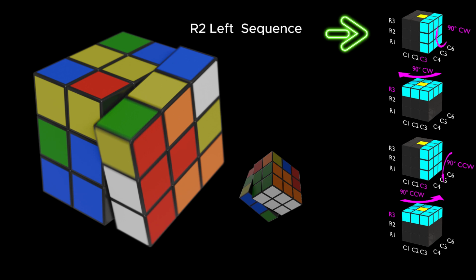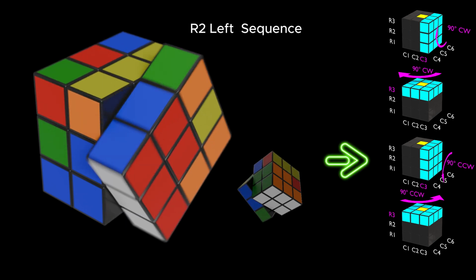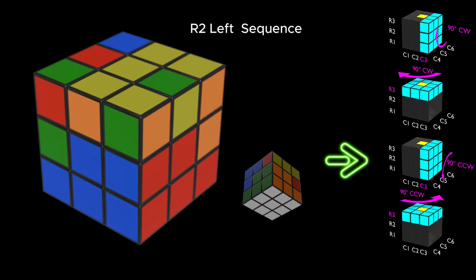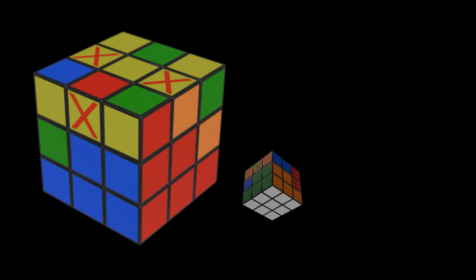Rotate column 3 90 degrees clockwise. Rotate row 3 90 degrees clockwise. Rotate column 3 90 degrees counterclockwise. Rotate row 3 90 degrees counterclockwise. In this situation, there are no cubelets in row 3 without a yellow color. Then, we need to perform the same moves as before to move the incorrectly oriented cubelet from row 2 to row 3.